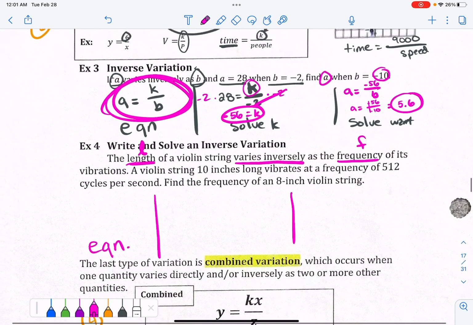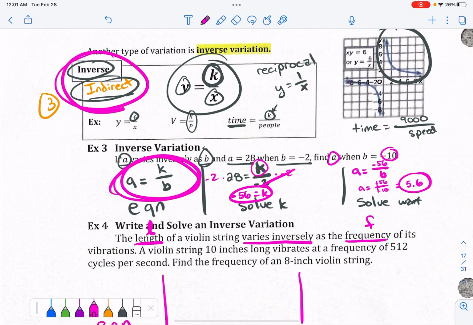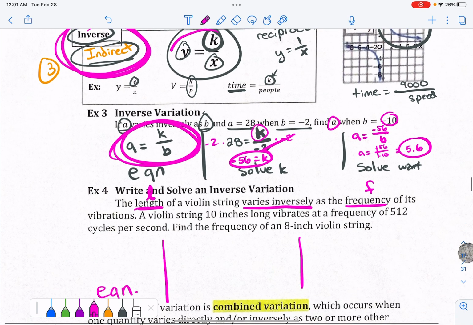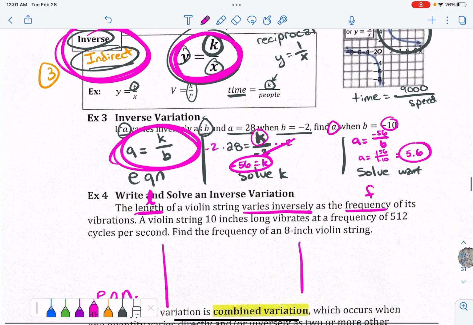All right, length varies inversely as the frequency. So I have y equals K over X, but instead of y, we have length varying inversely. That's still going to stay K. With the frequency, F is going to go in the bottom, and I still have to find what K is, but we have L and F instead of Y and X. Okay, so that's my equation.